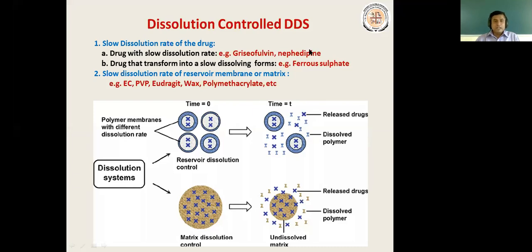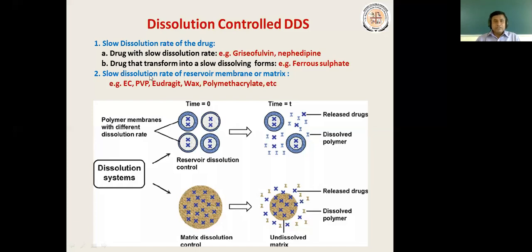The second type is a drug that can transform into a slow dissolving form. When such a system comes in contact with the GI fluid, it forms a slow dissolving drug delivery system. One example of such a formulation is ferrous sulfate. It slowly releases the drug from the formulation and gives a prolonged effect. This is called a drug that can transform into a slow dissolving form.